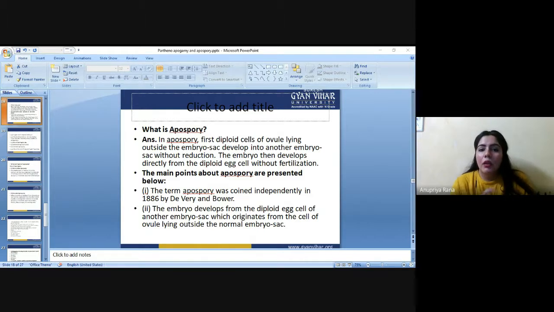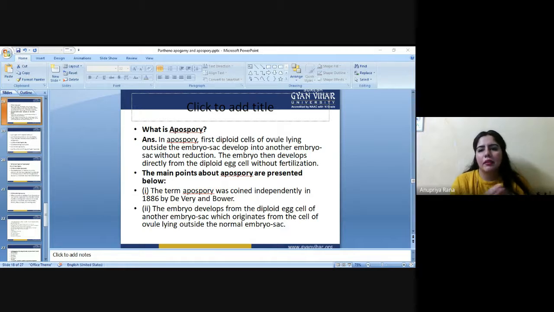But here, in the apospory method, the embryo sac, in which all these things are present, synergids, egg cell, polynuclei, whatever the structures, from what cell does this embryo sac form, and after that, from the embryo sac cell, how does the embryo form?